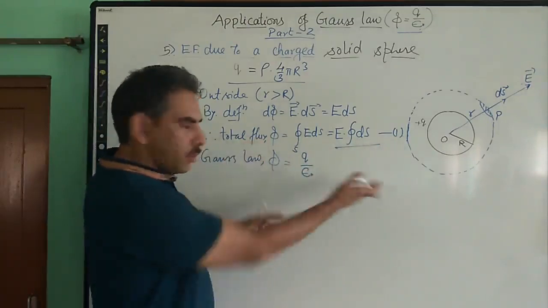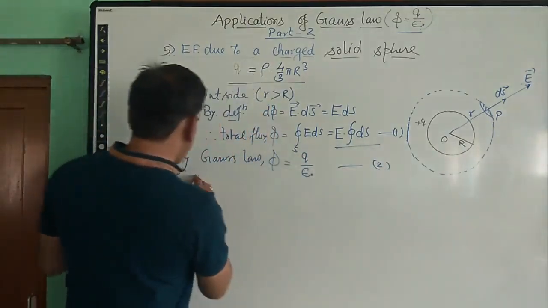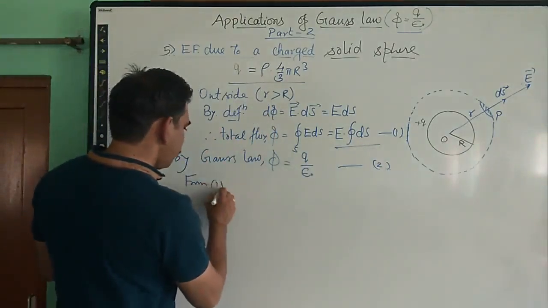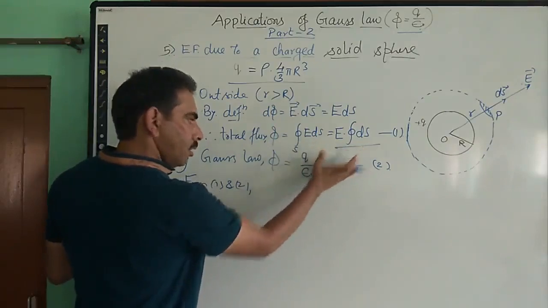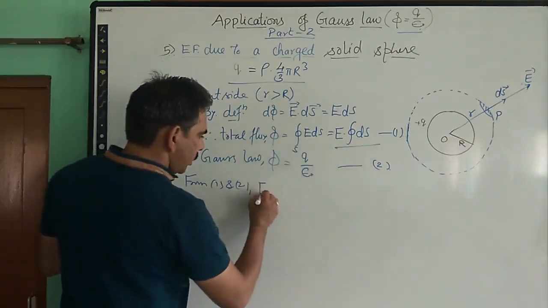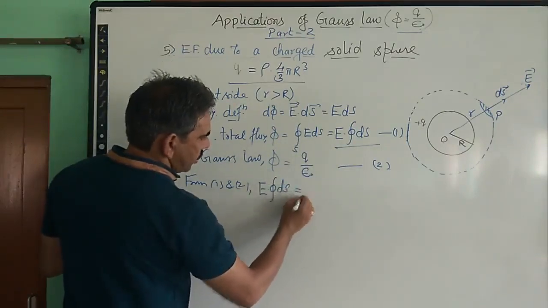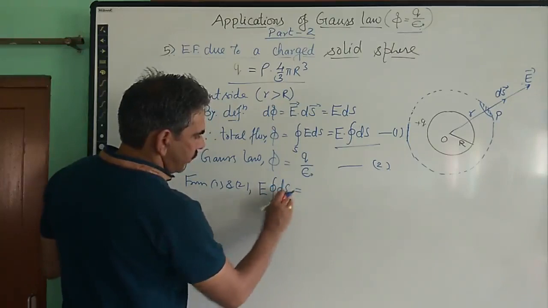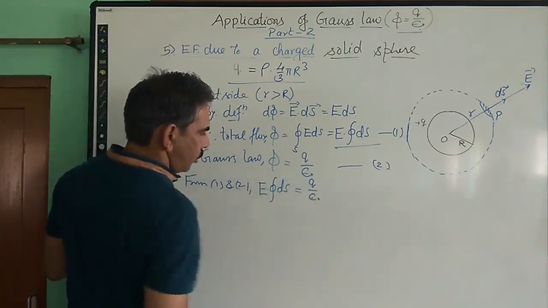So these are the quantities of the same situation. From 1 and 2, we can say that the electric flux given by this equation is the same as the electric flux given by Gauss law. So this means the integral of E·ds over a closed surface is equal to Q upon epsilon naught.